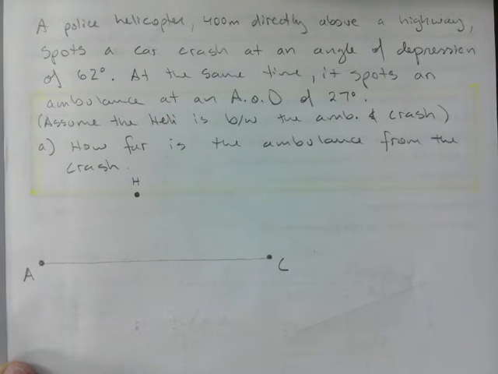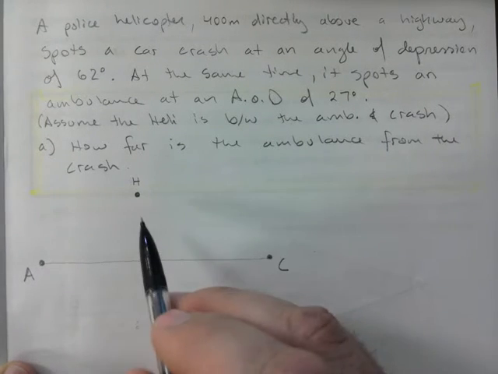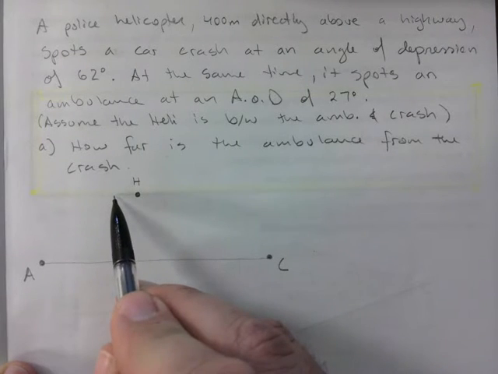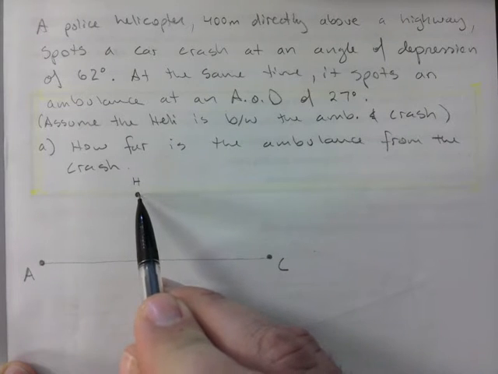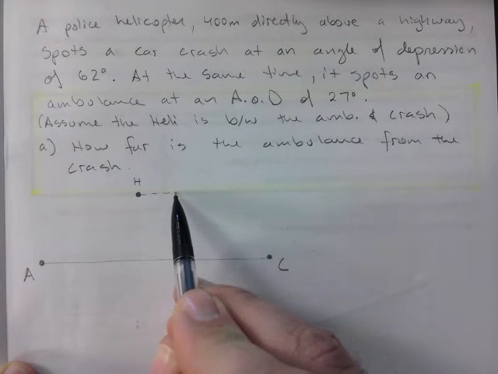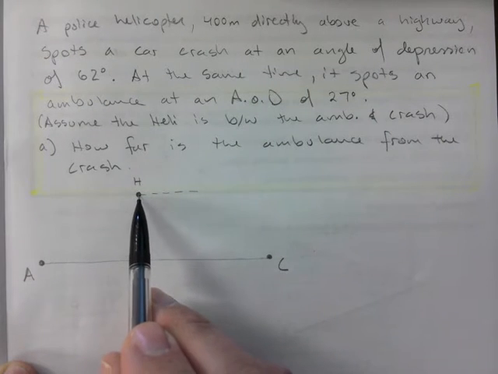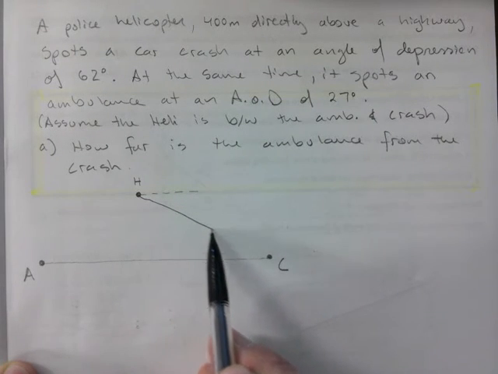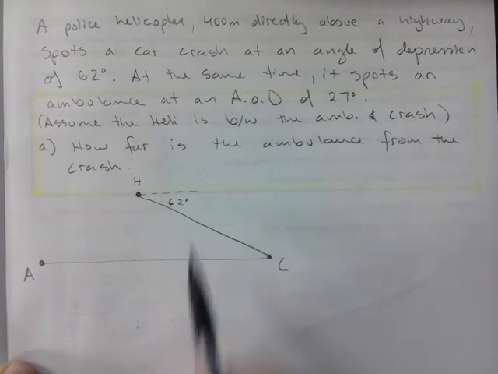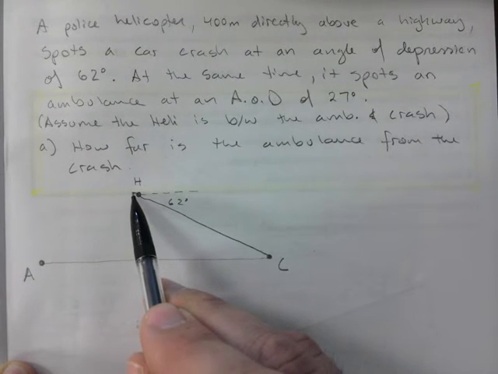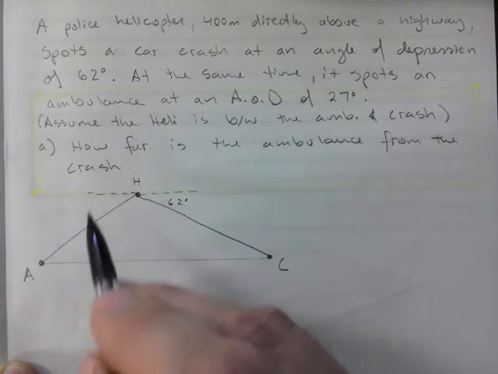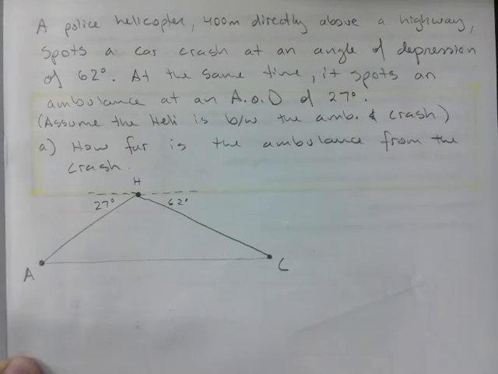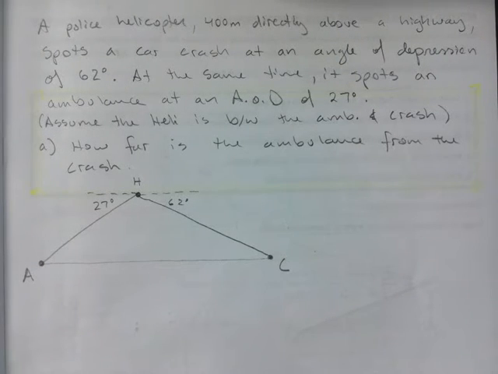We can assume that that line is horizontal. And let's come up with the angles of depression. To the car crash, it's 62 degrees, right? So you need to make a horizontal line, and from there measure 62. Then you need to make a horizontal going backwards, and you know that to the ambulance it's 27. If you did the homework, you'll recognize this one. But I changed the numbers and it's a bit different.